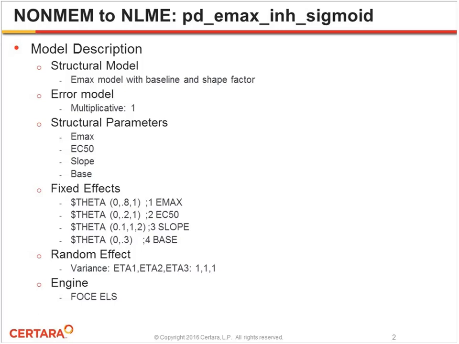Next are our fixed effects. These are the 4 structural parameters, and what's given here is just the initial estimates and the boundaries. And then we've got 3 random effects: eta 1, eta 2, eta 3. And as an engine, we are using FOCE ELS.